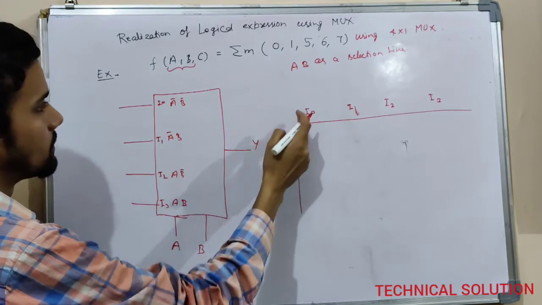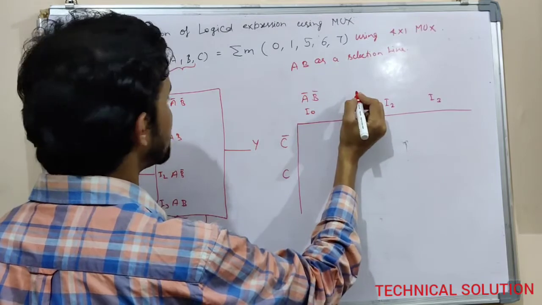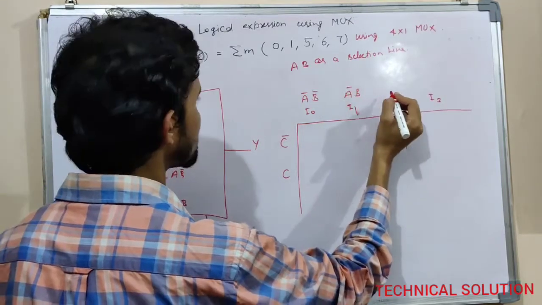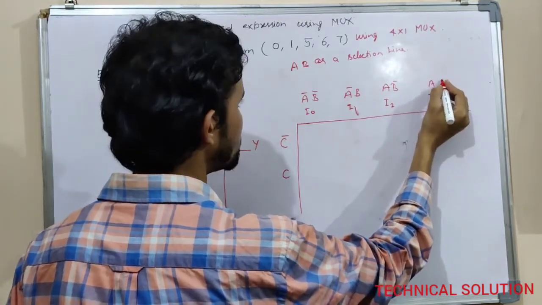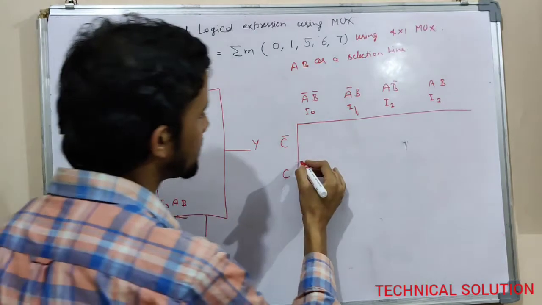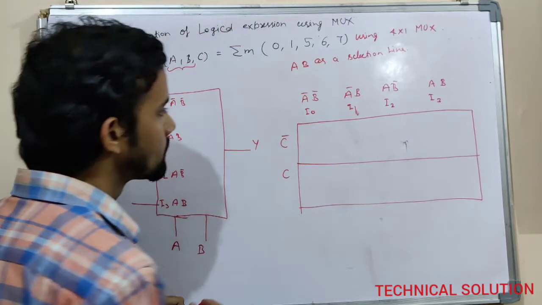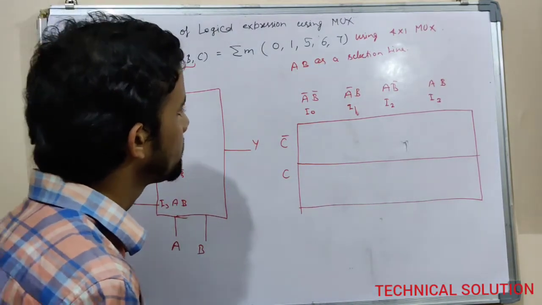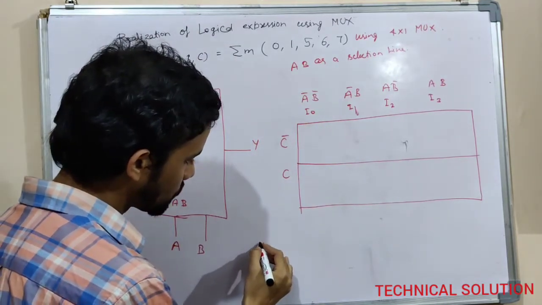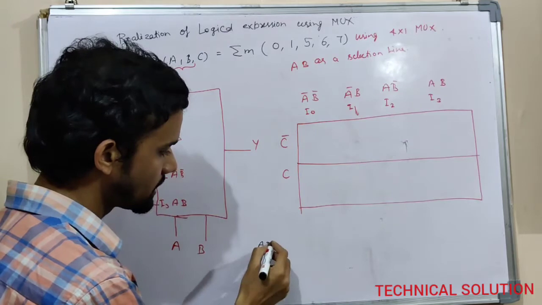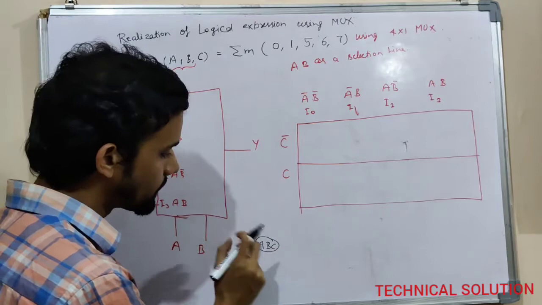This I0 belongs to A bar B bar. This I1 belongs to A bar B. This I2 belongs to A B bar, and this I3 belongs to A B. Okay, and this is C bar and C. So what you have to do is put A, B, C, in only this sequence. The sequence of selection lines must be defined.